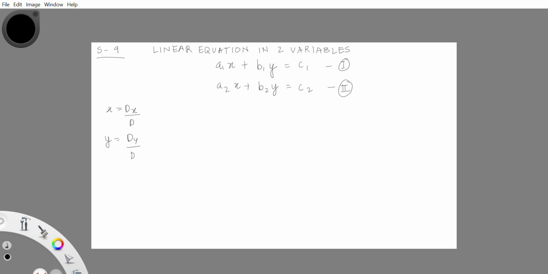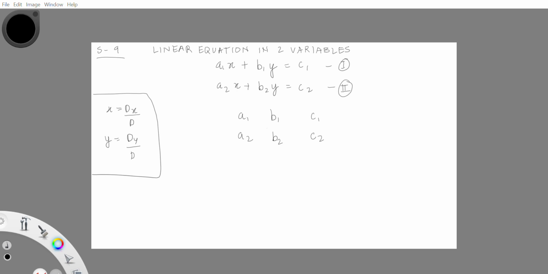So now what we are going to do is pick all the coefficients from equation number 1 and equation number 2 and bring them down and see how to form determinants using these coefficients. So now I have a1, a2, b1, b2 and c1, c2.